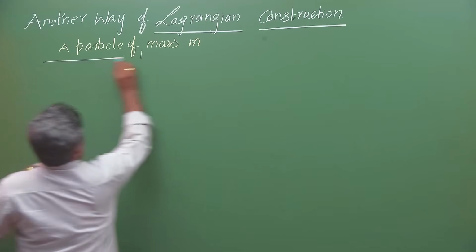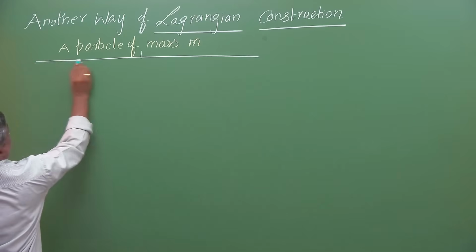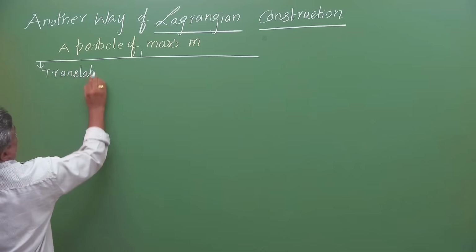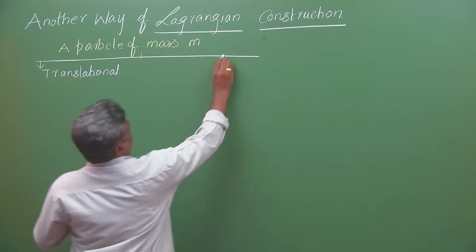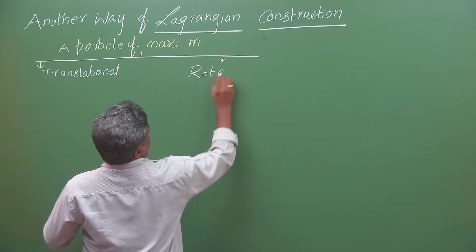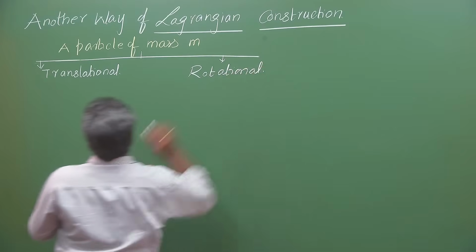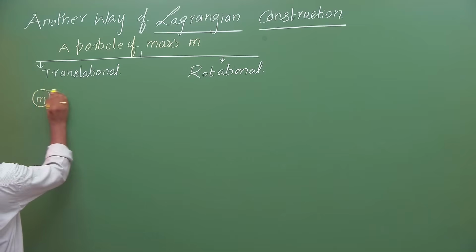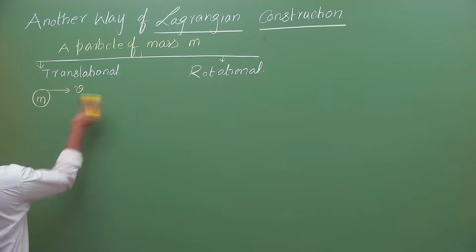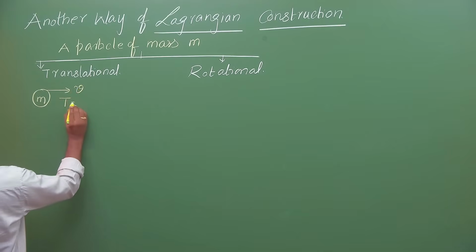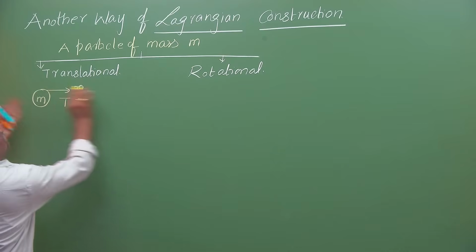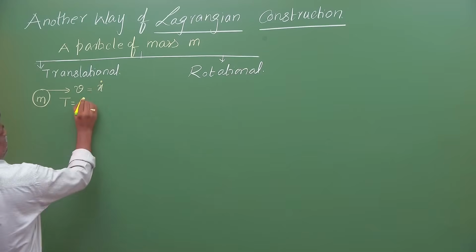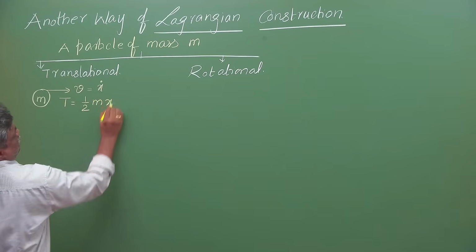Now every particle has two types of motions: one is translational, another is rotational. For example, here is a mass m which is moving with some velocity. Could you please tell me what is the kinetic energy? If it is linear, we can take v equal to x dot, r dot, whatever it is. It is half m x dot square.